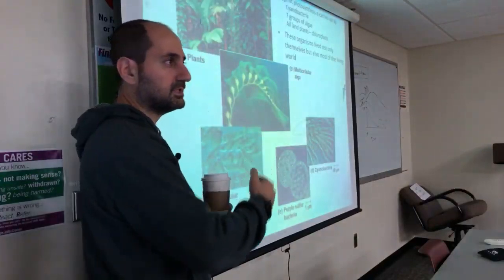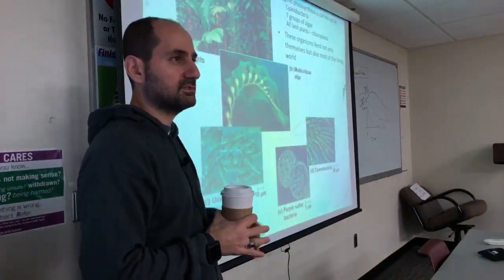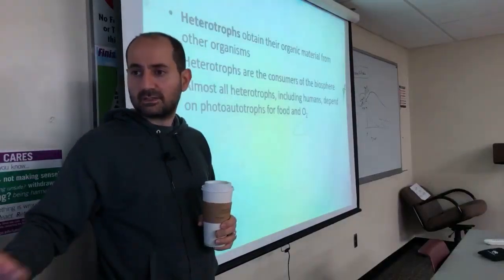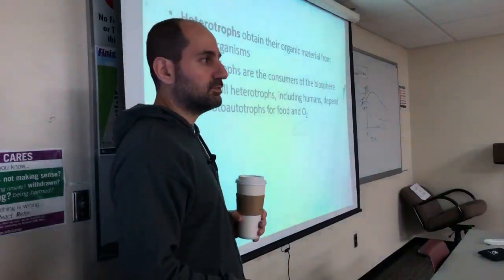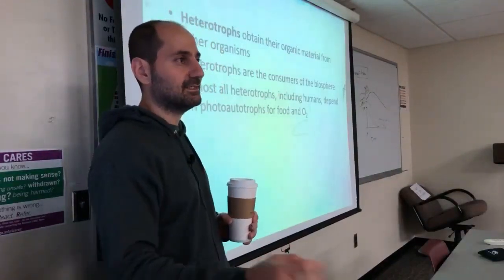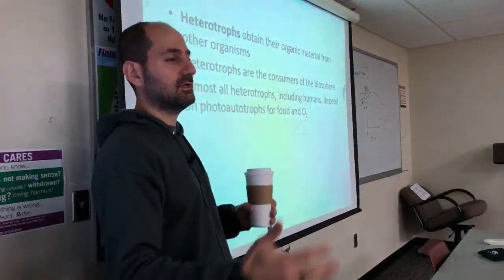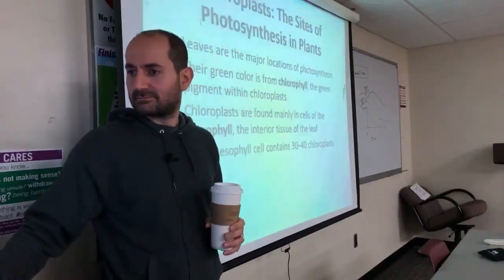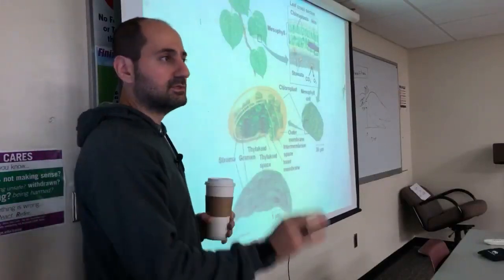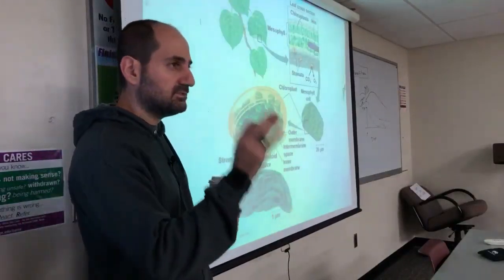And you should know what kinds of organisms do photosynthesis. These are the ones listed here. You should know what a heterotroph is. For example, humans are heterotrophs. We cannot sustain ourselves. We need to eat. We need to get our nourishment from something else. We can't just go out in the sun. Get sunburned.